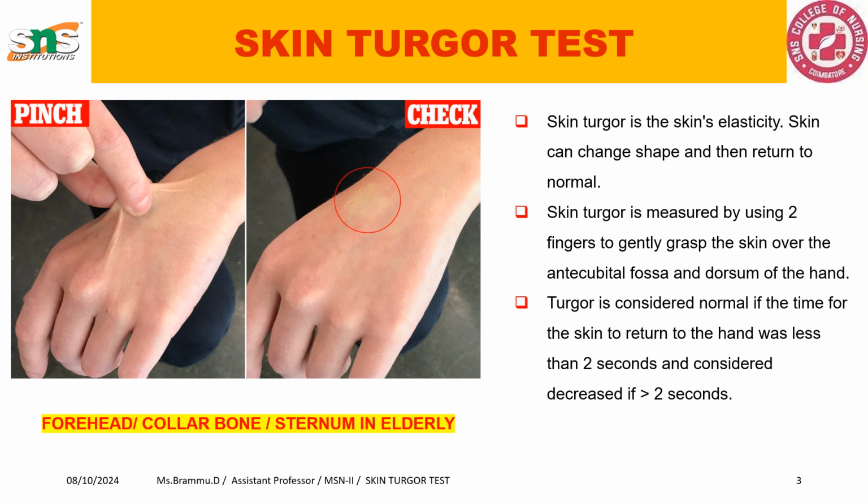So in this picture it is done on the dorsum of the hand, and you will be checking for the return perfusion as well as the return of the elasticity of the skin. Usually the turgor is considered normal if the time for the skin to return was less than 2 seconds, and is considered decreased if it is more than 2 seconds.